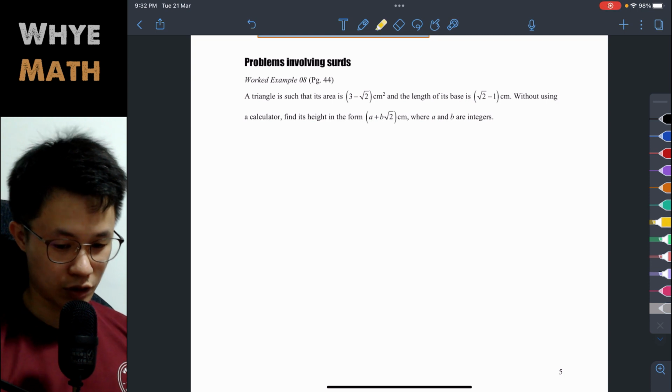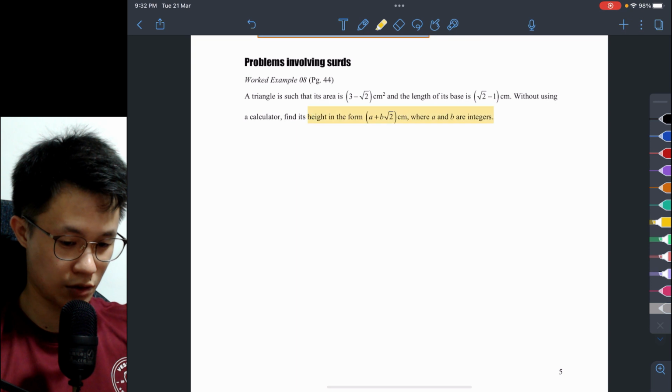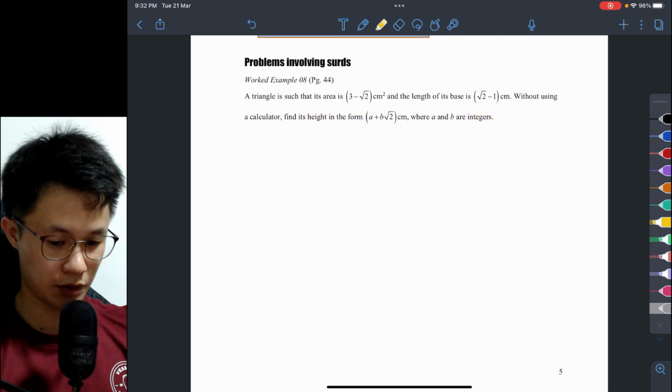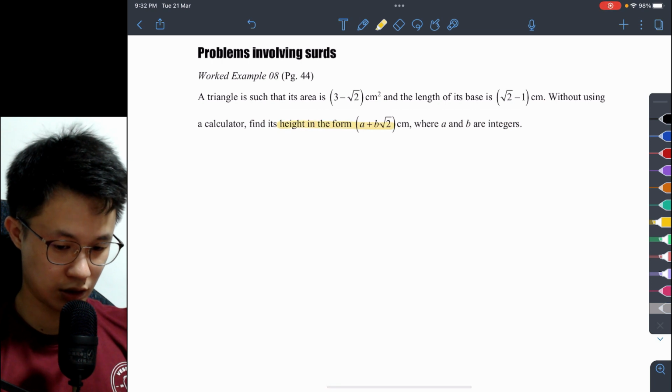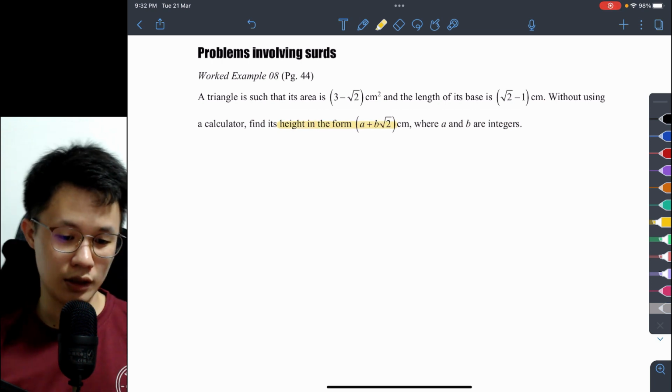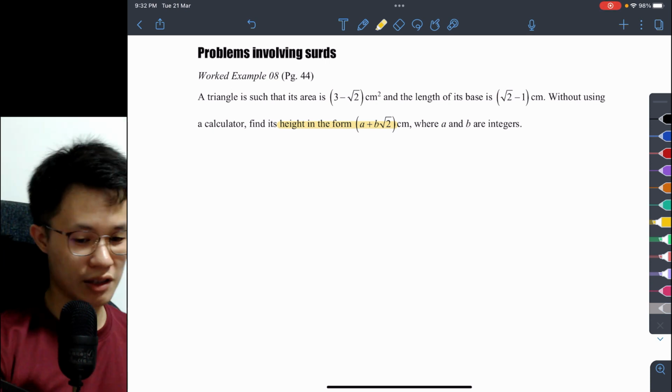So from the question, your goal is to find the height, and the height must be in this form. Let me just highlight it a bit better here. Okay, so this is the goal. Now you have the area. So usually I'll just write some scribbles.